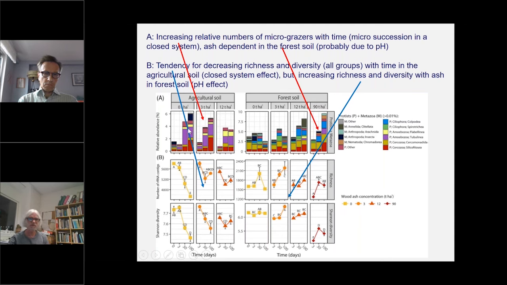have a certain micro succession when we make a closed system. And here it's not unusual to see a micro succession ending up with a lot of grazers in the end. But in the forest soil, this effect was also overlaid by what we were looking for, that is, that we could see that this micro succession was stronger with higher ash amendments.